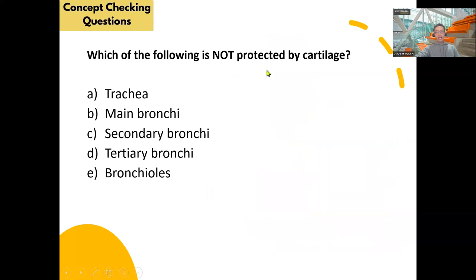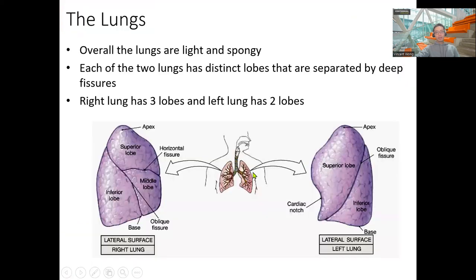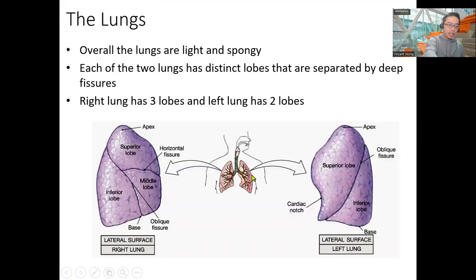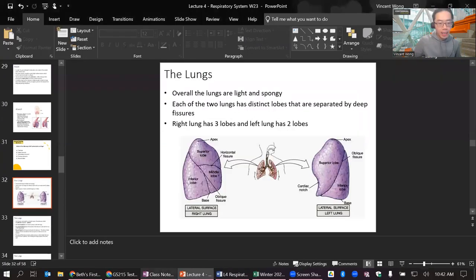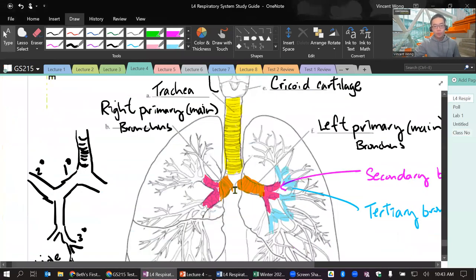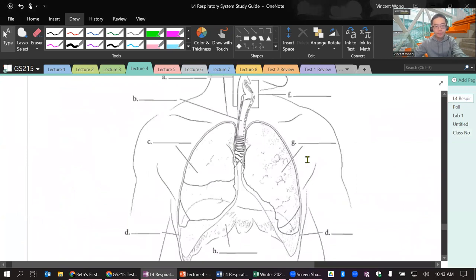Which of the following is not protected by cartilage? Basically, all of them are protected except for the bronchioles, right? The bronchioles are the really small ones. It's the last part of the airway before they transition to become the alveoli. Okay, this is talk about the lungs and the pleura. Okay, we'll just end with labeling another diagram here, and then we'll finish the rest next class.